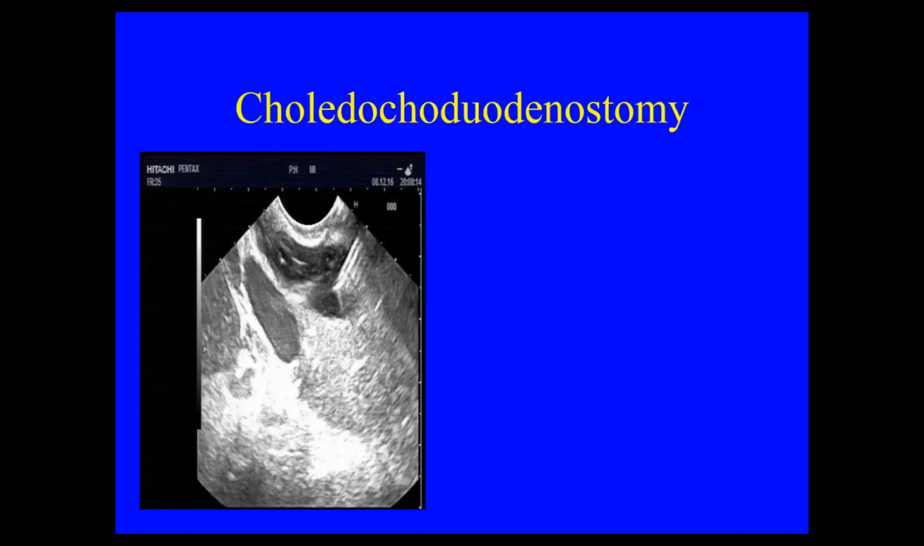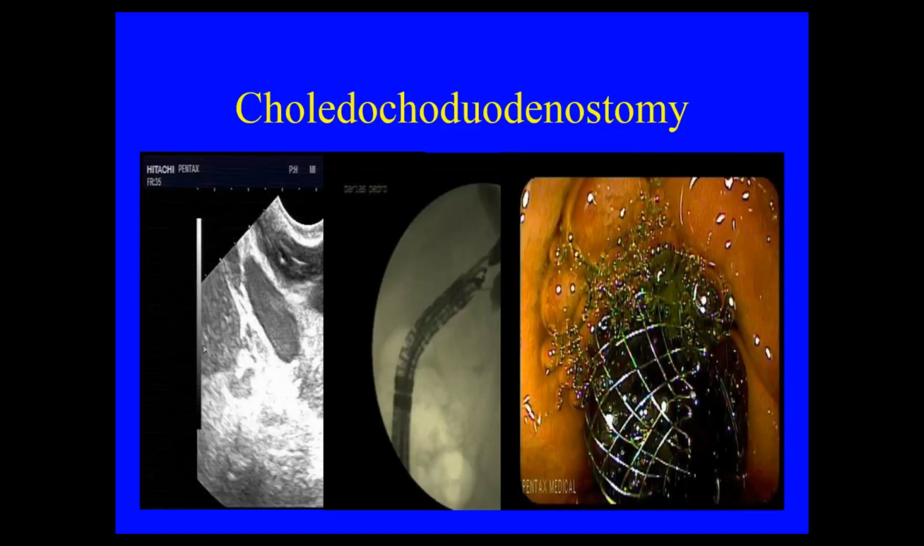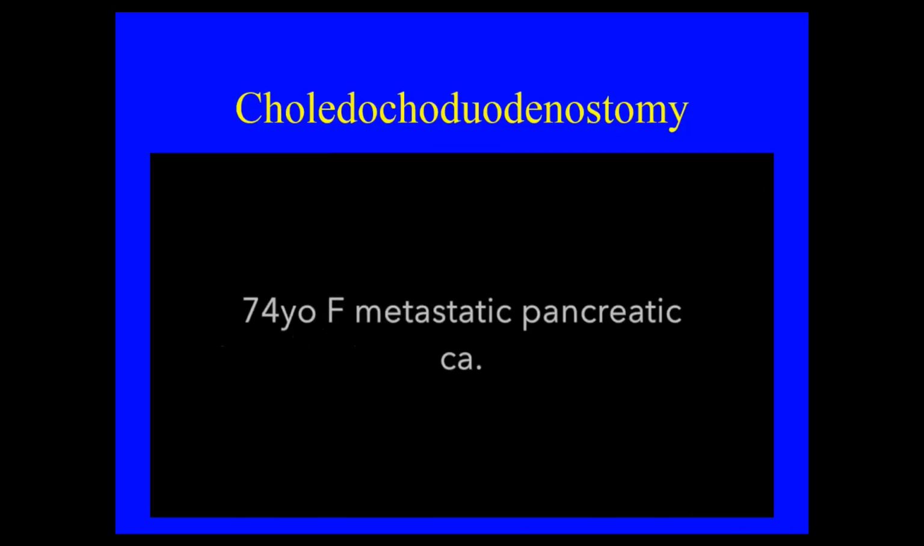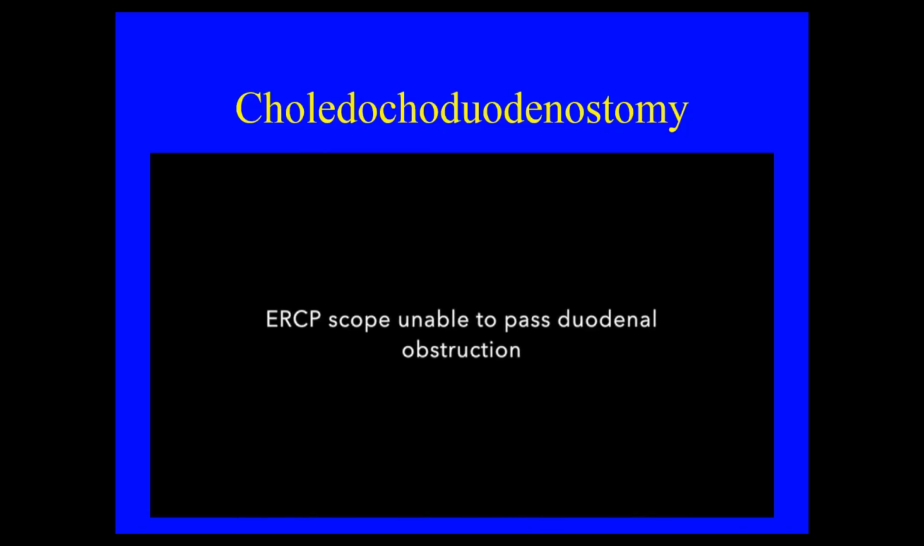Similar example, bile duct seen on EUS, 19-gauge needle, puncture, inject contrast, dilate, and now a lumen-apposing metal stent was placed from the duodenal bulb into the main bile duct. This is an example of an ERCP that I tried to do in a patient with pancreatic cancer, but because of tumor infiltration, the scope could not be passed into the second part of the duodenum.